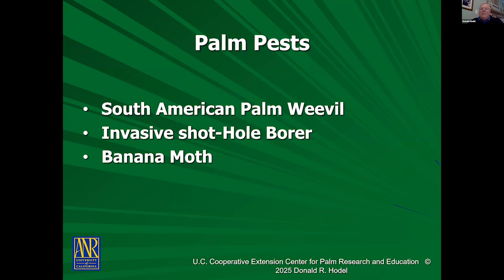Okay, the three palm pests I'm going to talk about are ones you probably know pretty well, although the last one, banana moth, may be flying under the radar because it was flying under the radar for me for several years. But that's the South American palm weevil, invasive shot-hole borer, and banana moth. This is not to say that palms don't have other pests. They do, but these are the three most significant ones at the moment, which could change.